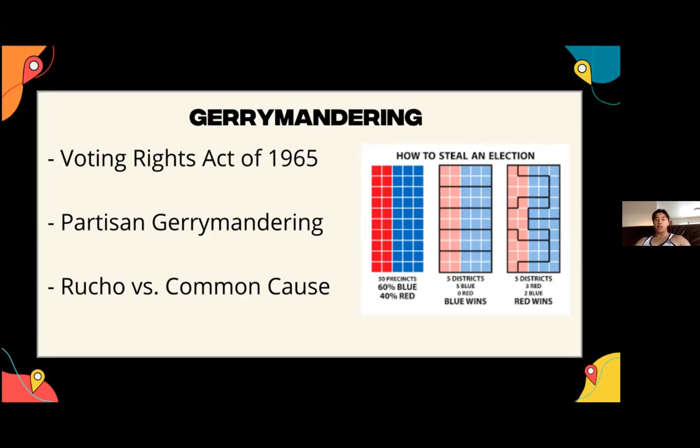Another form of gerrymandering is partisan gerrymandering. Partisan gerrymandering is essentially what is seen in this graphic over here. It's when one party draws the lines to benefit them over the other party. Usually partisan gerrymandering is used as an excuse for racial gerrymandering because partisan gerrymandering is not illegal, unlike racial gerrymandering. The Supreme Court in 2019 had a chance in the case of Rucho versus Common Cause to ban partisan gerrymandering, but they decided to leave partisan gerrymandering up to the states. So as of now, partisan gerrymandering is not illegal.